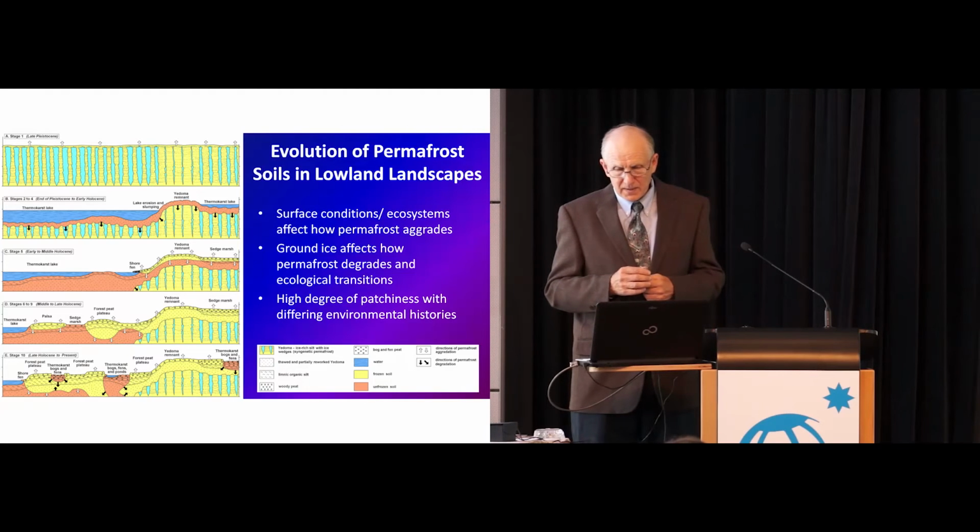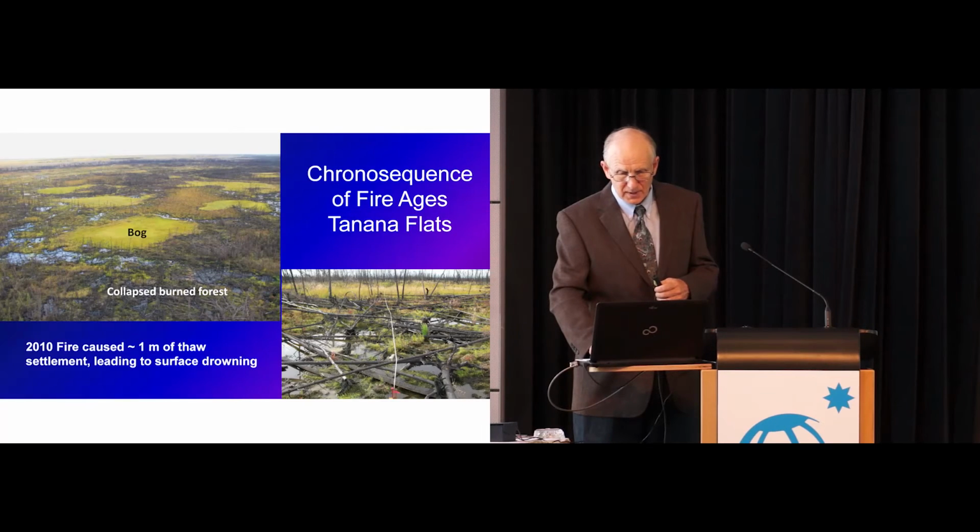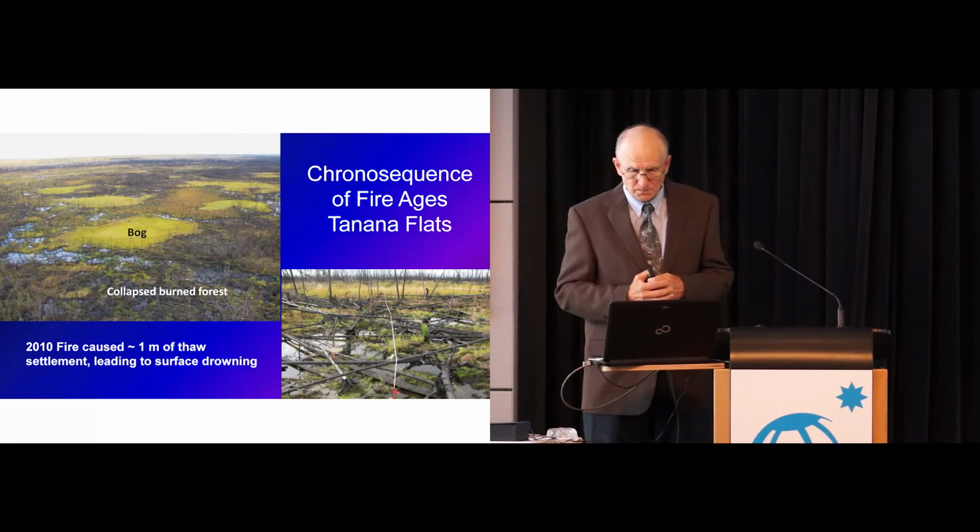So the main message here is that ecosystems, particularly in these drained lakes, affect how permafrost degrades, and then this future ground ice and permafrost aggradation affects how we have the ecological transitions in the future. And it results in a high degree of patchiness with very different environmental histories that's been increasingly frustrating for us in how we use the toposequence approach.